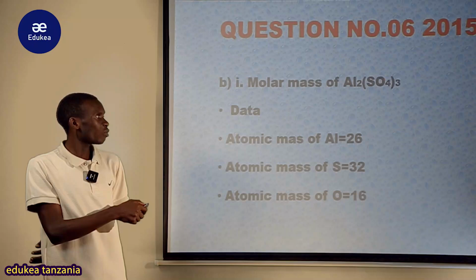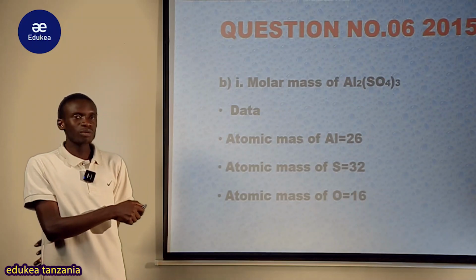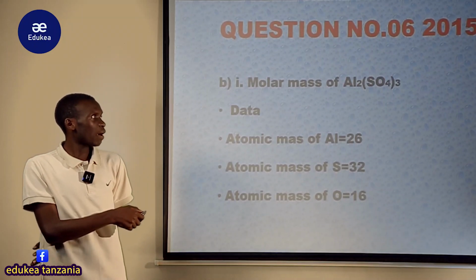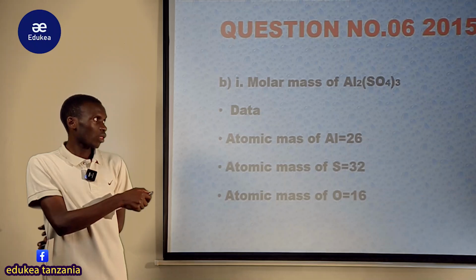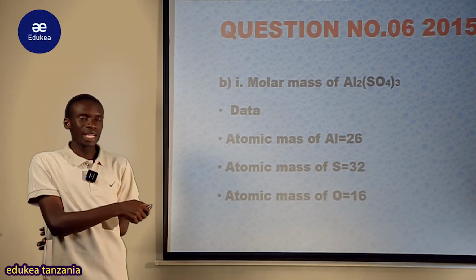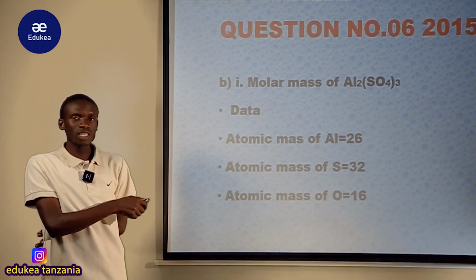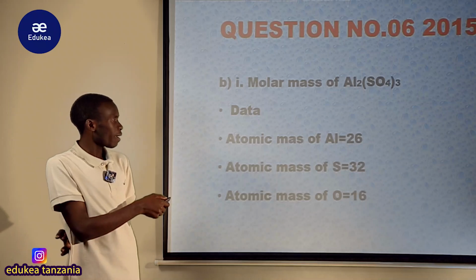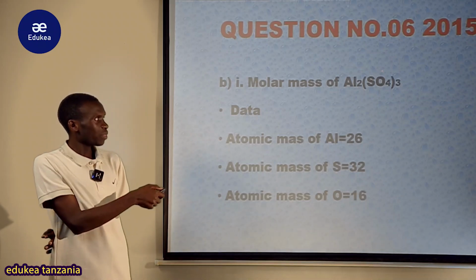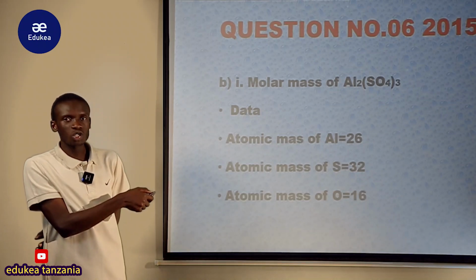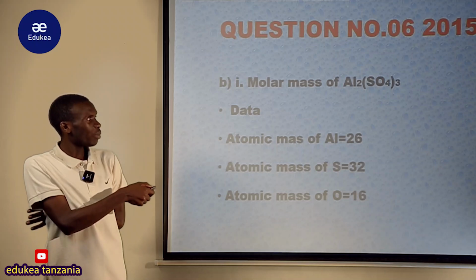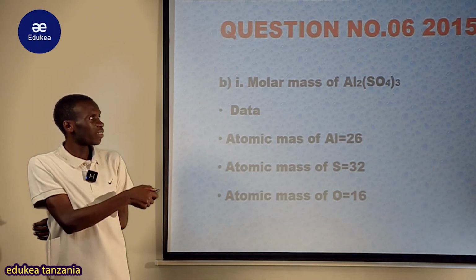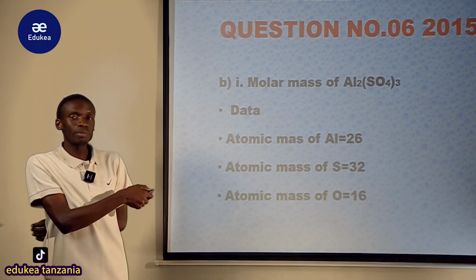Then from here, aluminium sulfate. Here aluminium sulfate is made by 2 aluminium and 3 sulfate ions. So from here we see there is aluminium, there is sulfur, and there is oxygen. So you have to know how many oxygen are there, how many sulfate are there, how many sulfur are there, and how many aluminium are there.